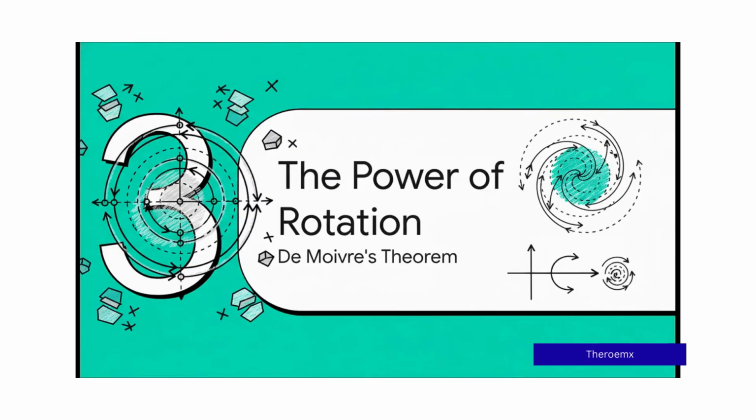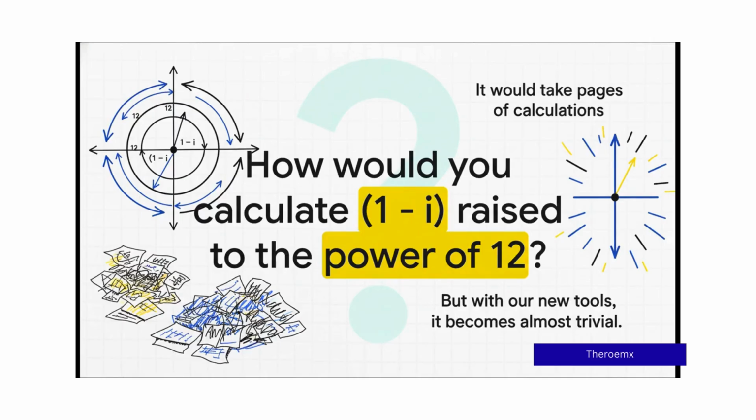So you might be asking, why bother with this new perspective? Well, because it unlocks some incredible power, especially when you're dealing with exponents, all thanks to something called de Moivre's theorem. Let's see it in action. Okay, take a look at this problem, which we pulled from our source material. (1 minus i) to the power of 12. Just imagine for a second trying to multiply 1 minus i by itself 12 times. It would be an absolute nightmare, take pages of work, and it'd be so easy to make a tiny mistake. But with our new tools, it becomes almost ridiculously easy.